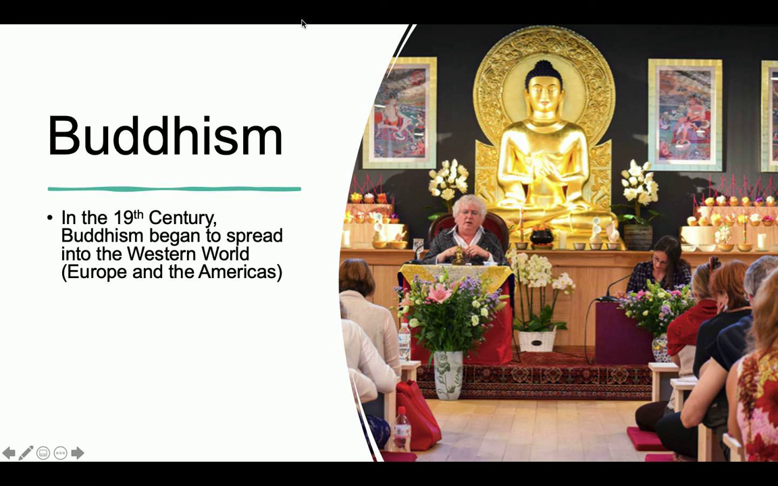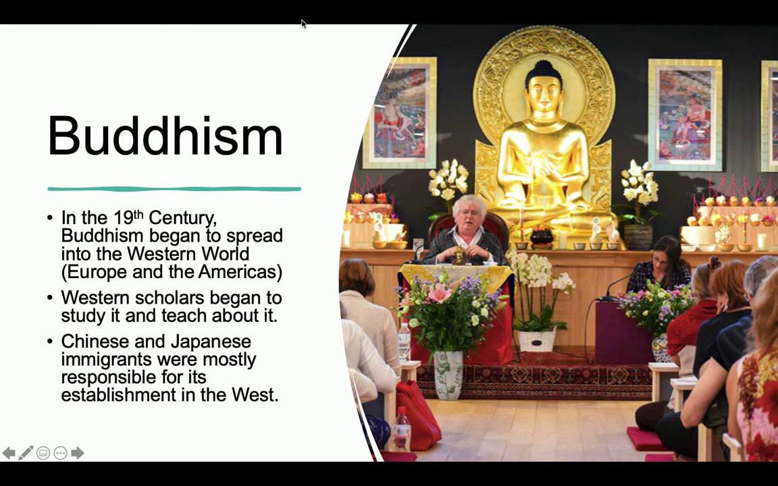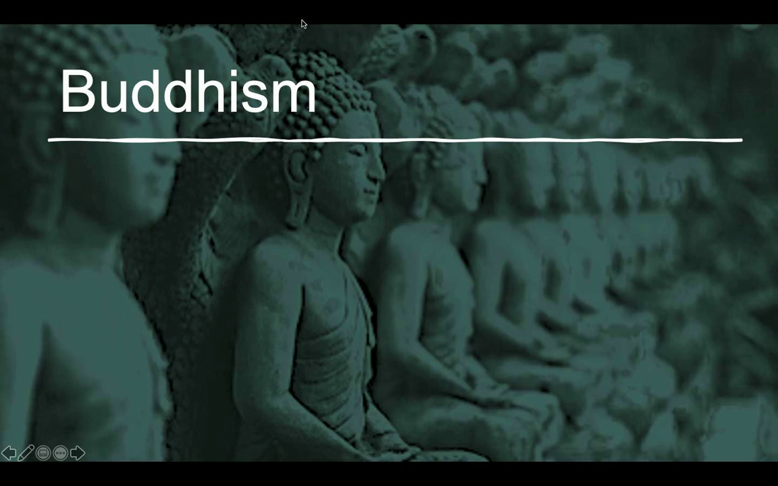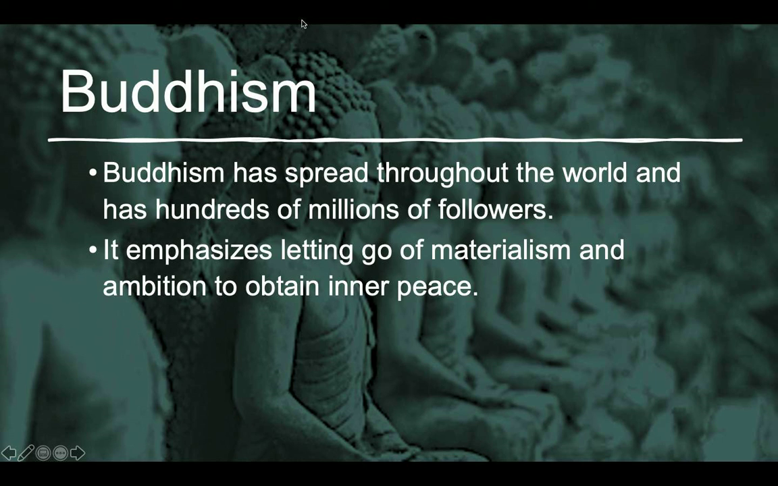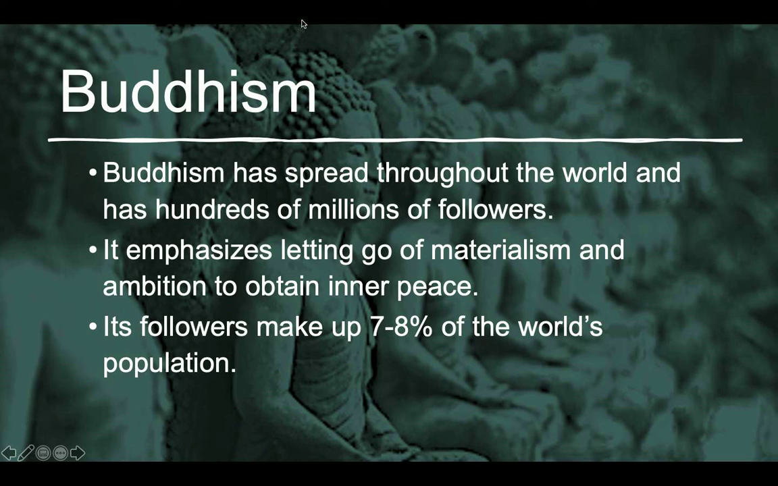In the 19th century, Buddhism began to spread into the Western world, meaning Europe and the Americas. Western scholars began to study it and teach about it. Chinese and Japanese immigrants were mostly responsible for the establishment of Buddhism in the West. Buddhism has spread throughout the world and has hundreds of millions of followers. It emphasizes letting go of materialism and ambition in order to obtain inner peace. Its followers make up 7 to 8% of the world's population.